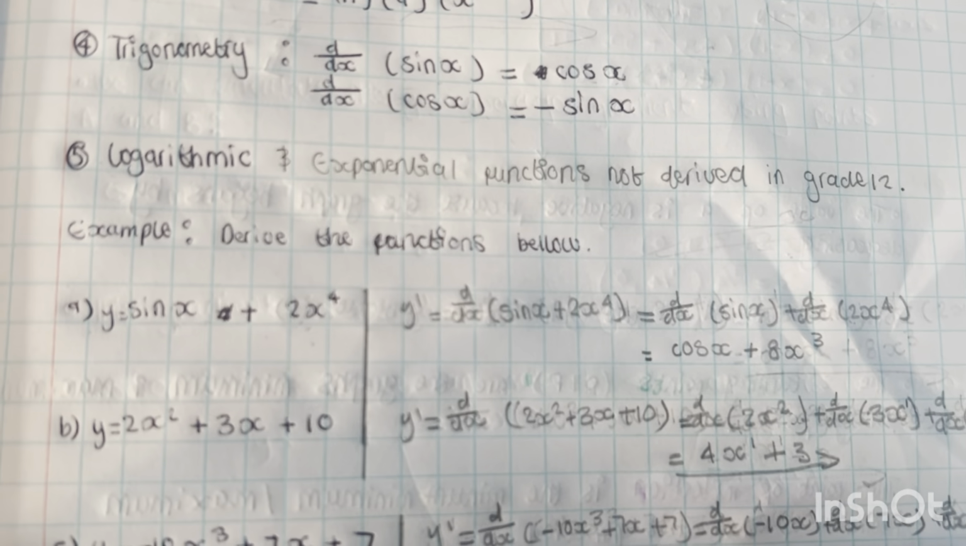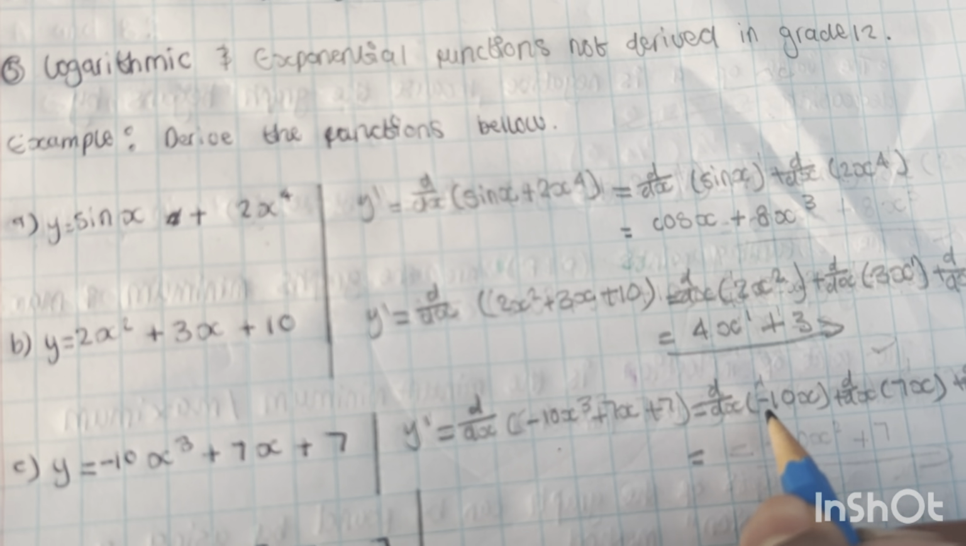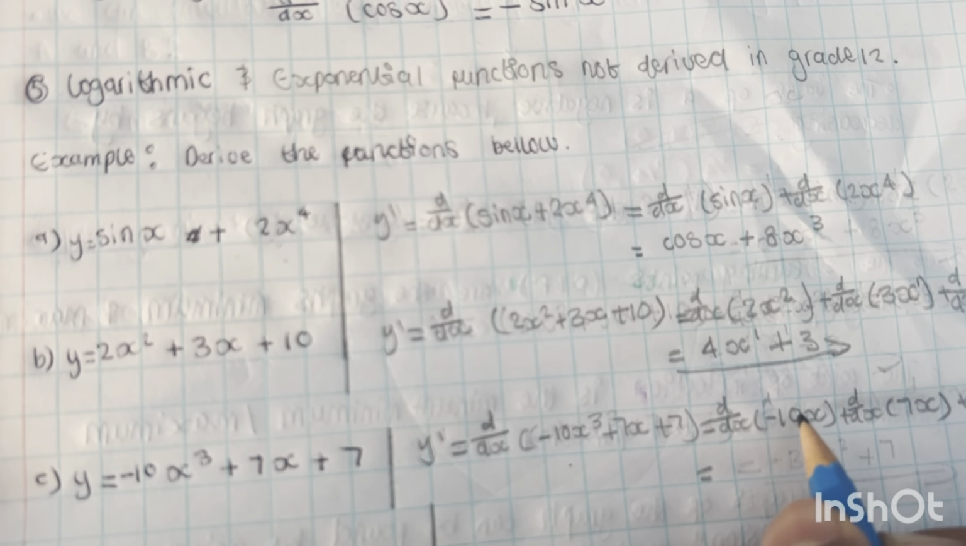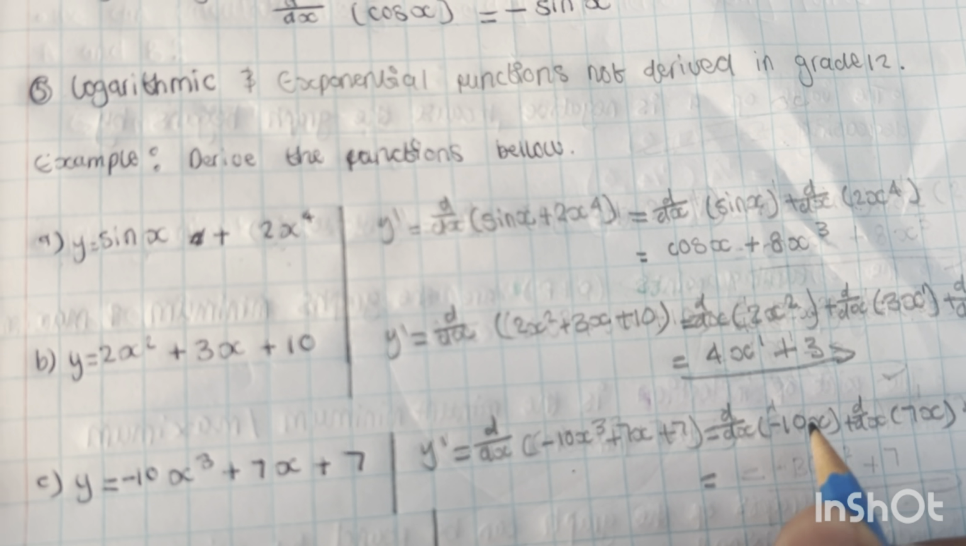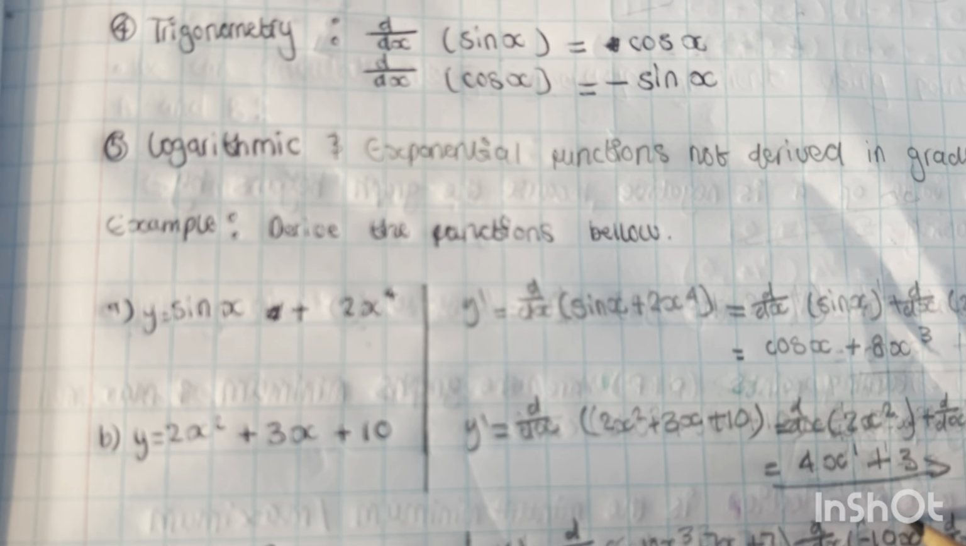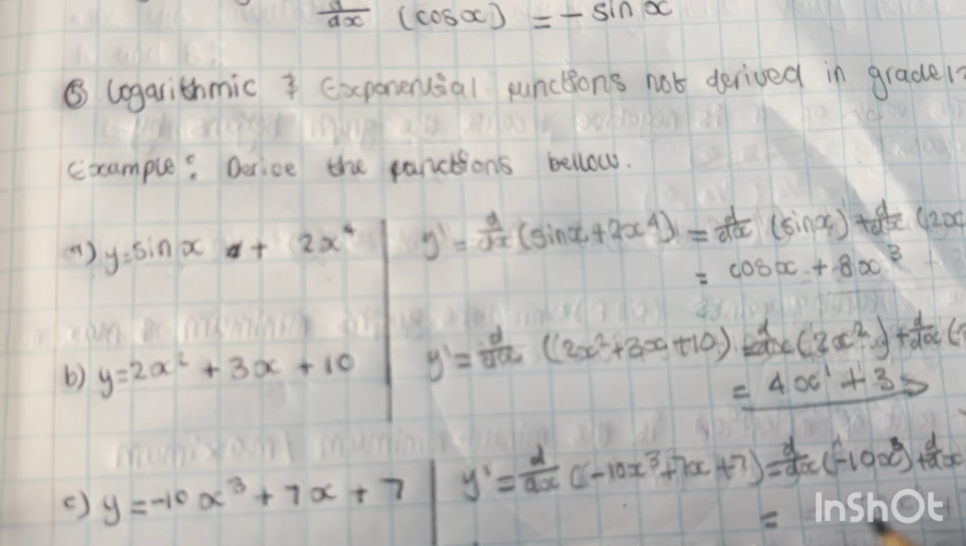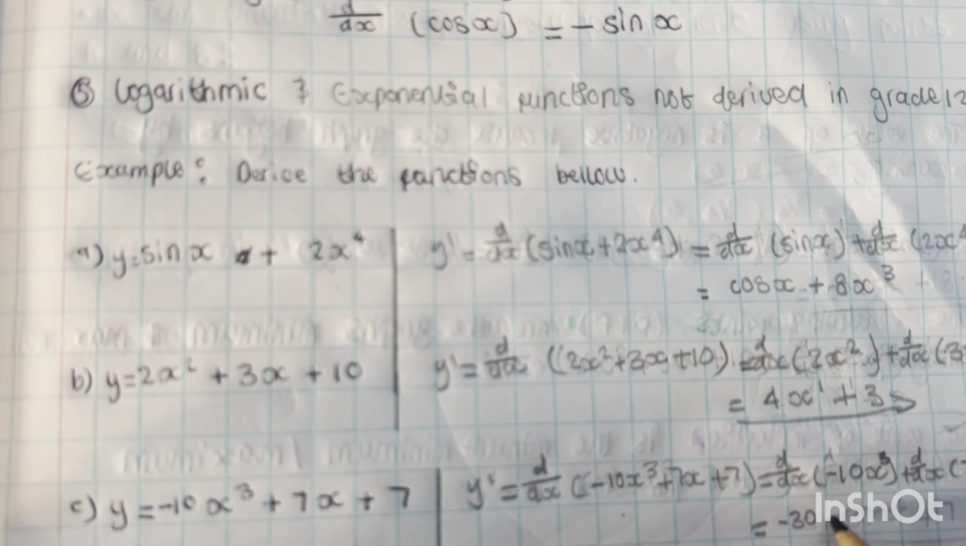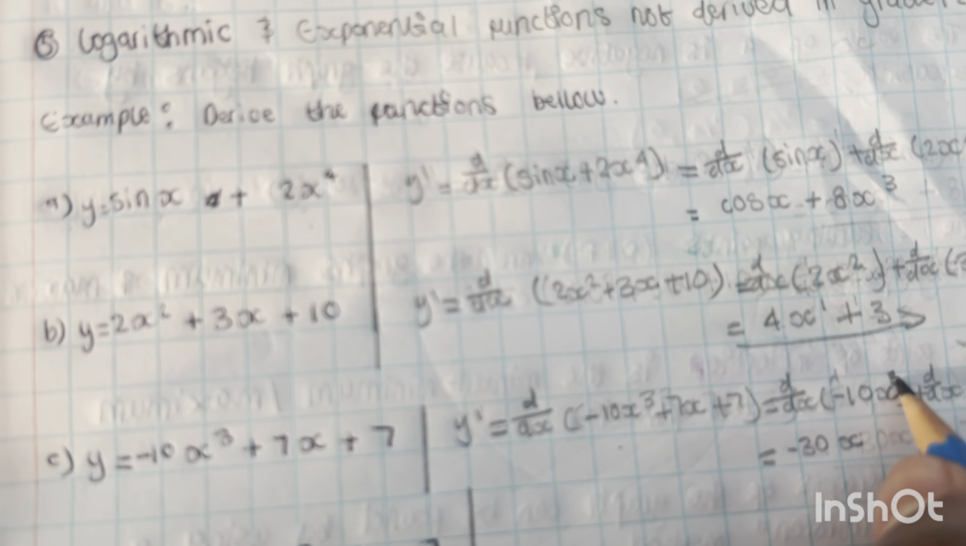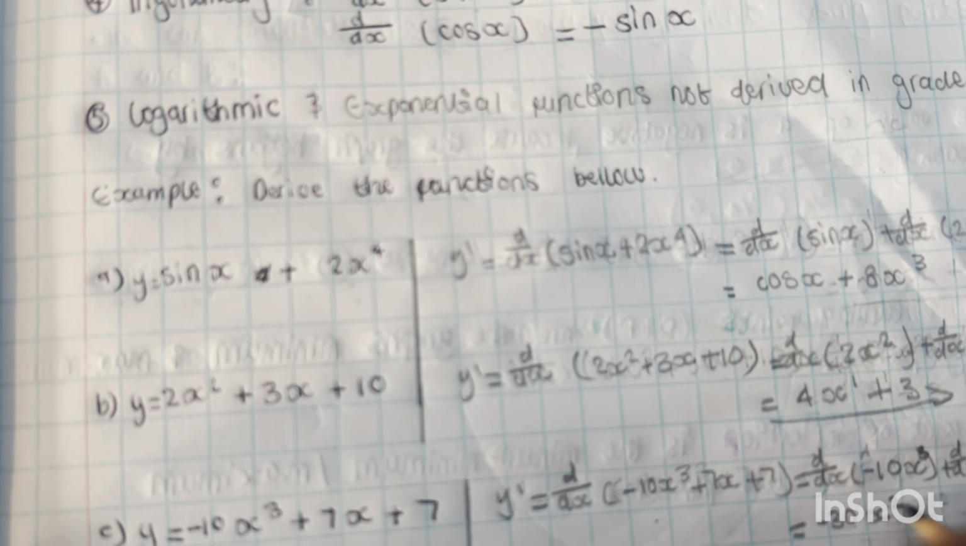So we know here the derivative of this, what are we going to have to do? The power rule. Oh, this is to the power of 3, by the way. So 3 times negative 10 would be negative 30. x to the 3 minus 1 would be x squared.